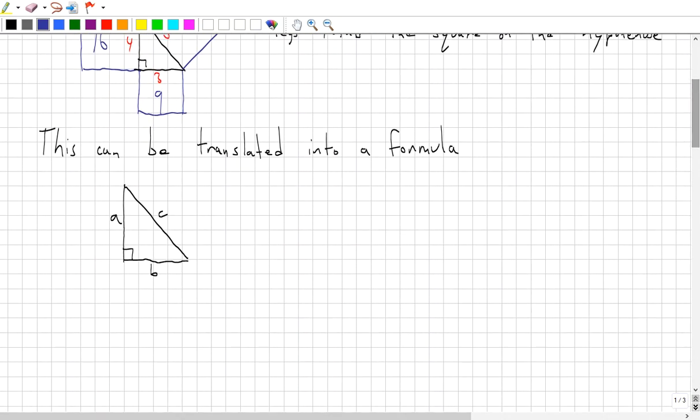So we looked at this last time. This can be translated into a formula, and the formula is a squared plus b squared is equal to c squared. And remember that c is a special letter used to denote the hypotenuse. That one is reserved for the hypotenuse. So the formula is a squared plus b squared equals c squared, and this is the Pythagorean formula.